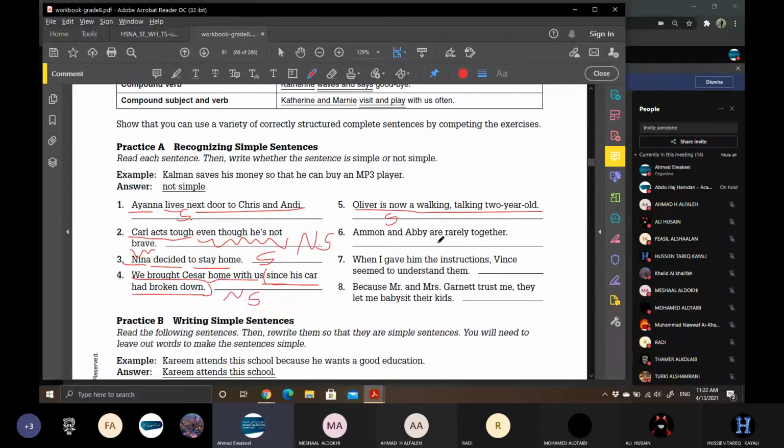Ammon and Appy are really together, or rarely together. So Ammon and Appy are the subject, are is the verb, rarely is an adverb of frequency, and together completes the idea. So that's simple. When I gave him the instruction, that is a subordinate clause, so not simple. Because of the subordinate clause, not simple.